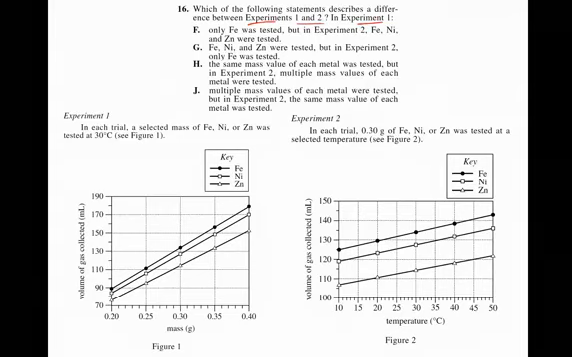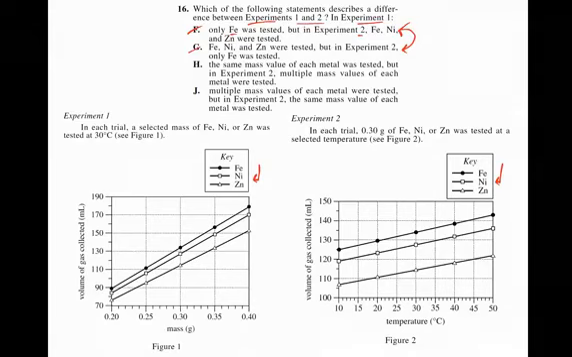So starting with F. In experiment 1, only Fe was tested, but in experiment 2, Fe, Ni, and Zn were tested. I can quickly see in experiment 1, all the elements were tested, and here, all the same ones were tested. That's not true. G. In experiment 1, Fe, Ni, and Zn were tested, but in experiment 2, only Fe was tested. Notice how this answer choice was just a reverse of the last one? Still wrong. They tested all the elements in both experiments. So be careful for flipping answers on the science. It's the same wrong answers, just flipped over.